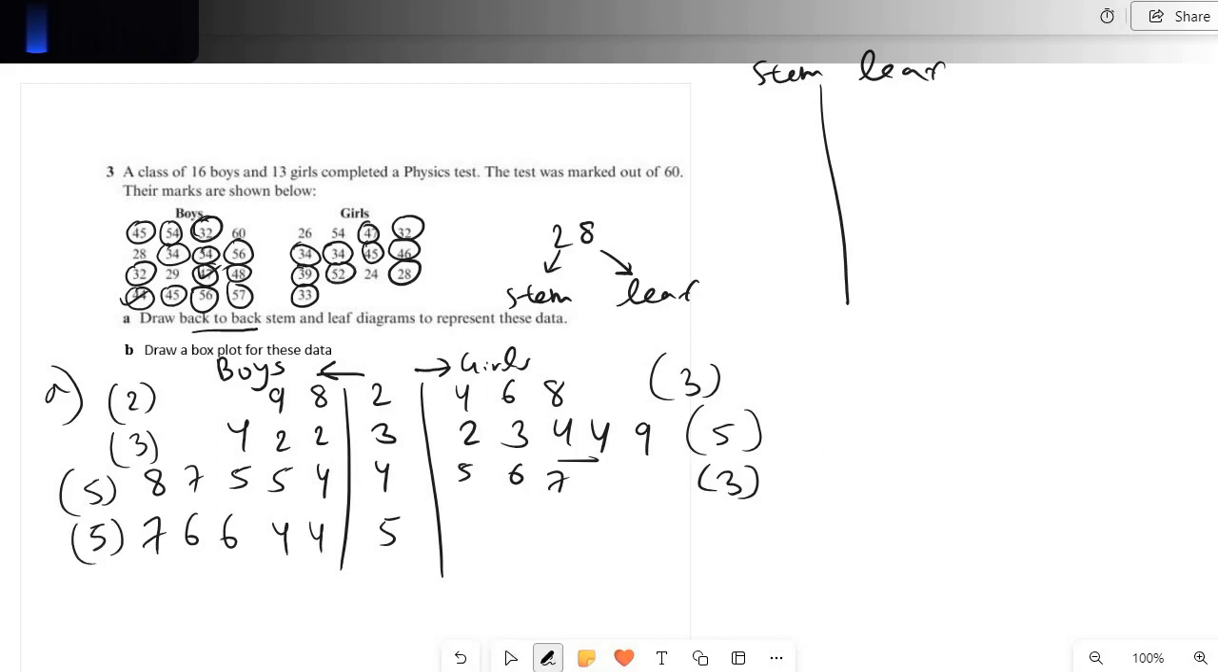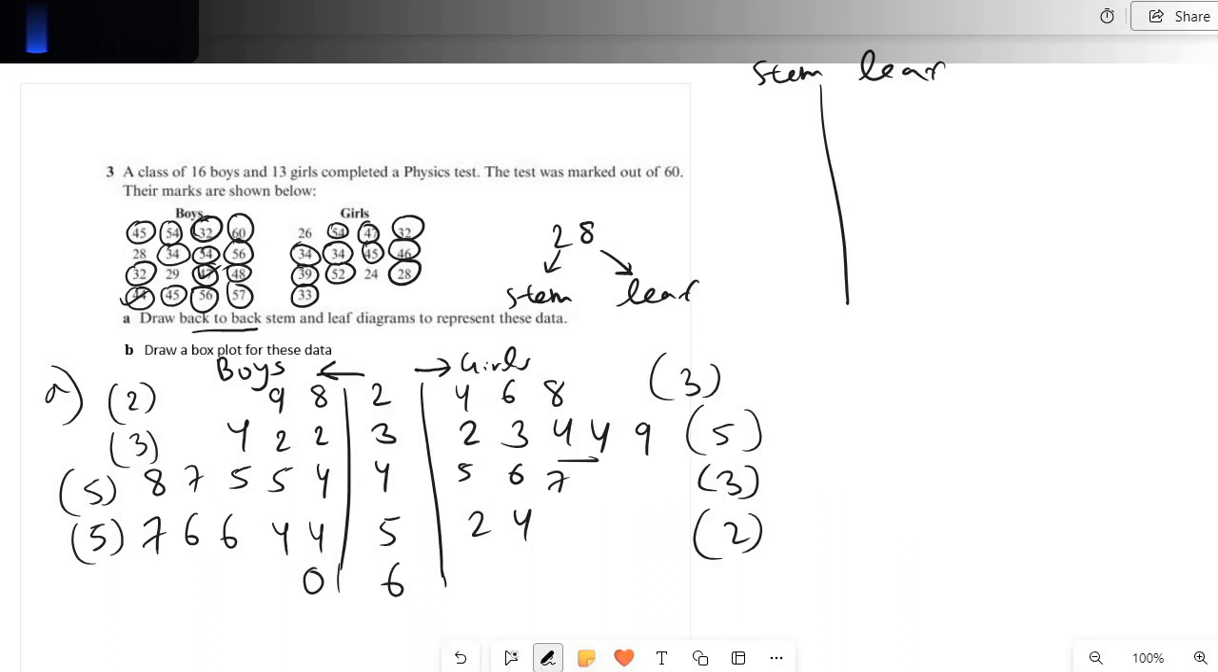Next, for the girls, we have 52 and 54. So it's going to be 2 and 4, which consists of only 2 numbers. At the end, we have 60 here, which is the only number for boys. So it's going to be 60. And for girls, there are none. So this is our completed back-to-back stem and leaf diagrams.